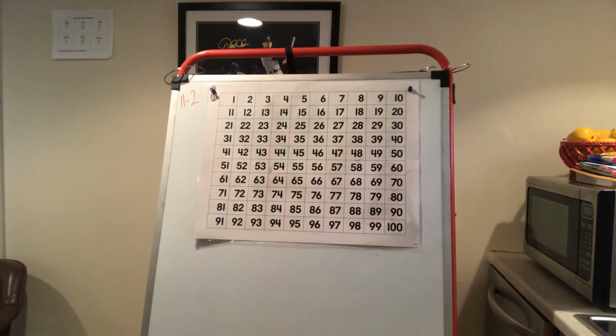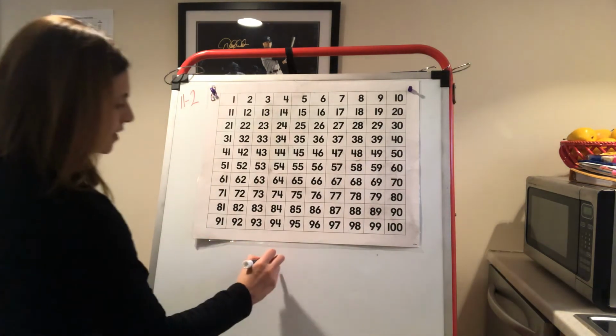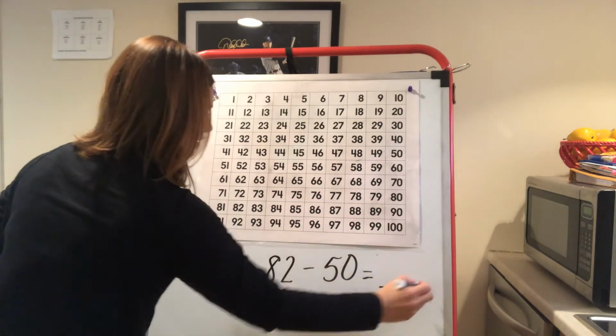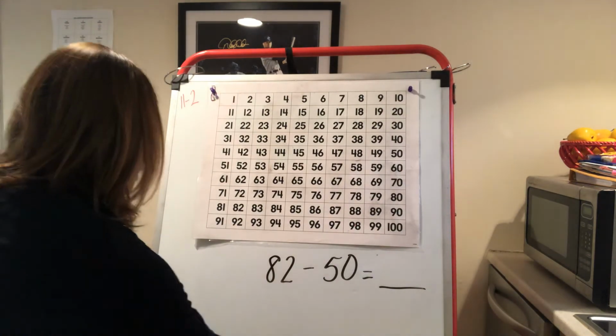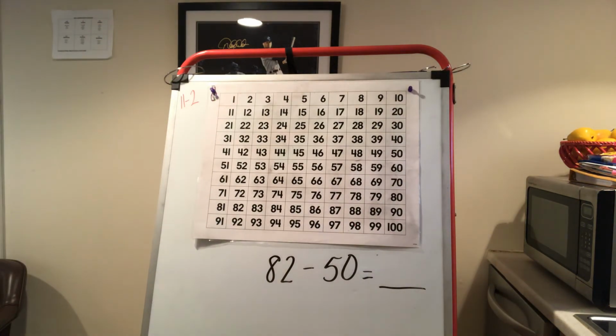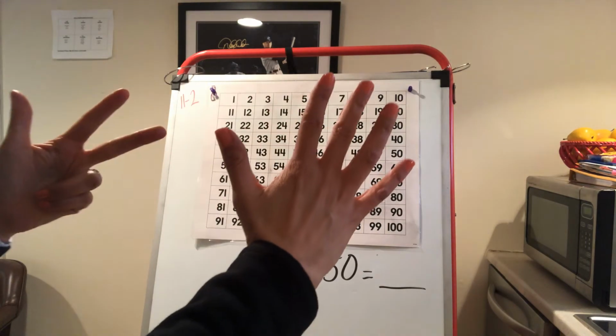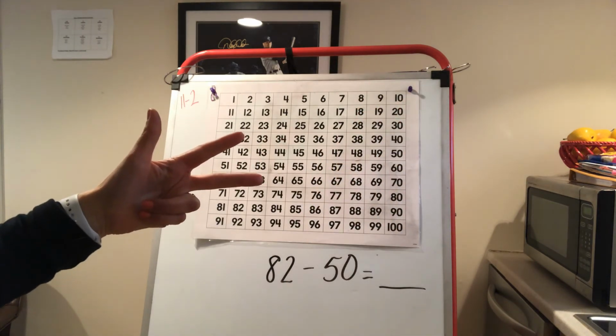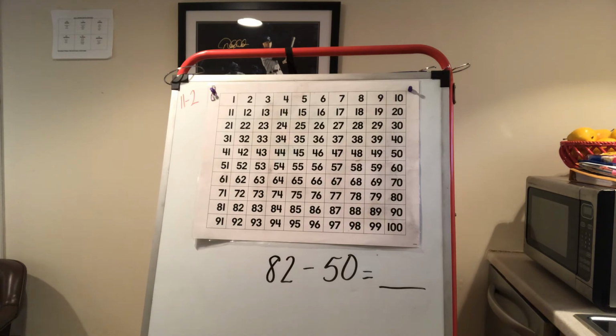Let's try 82 minus 50. Go ahead. Some of you might even look at those numbers and say, I can do this in my head without the chart. If you need the chart, find the number 82, count back 5 groups of 10. Or you can look at the tens. I see 8 tens. Take away 5. What am I left with? And then your 2 minus 0 is your ones.